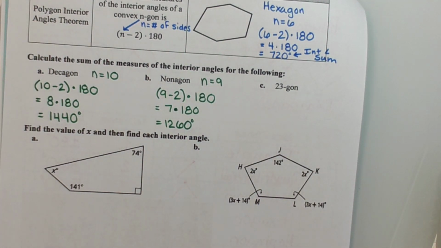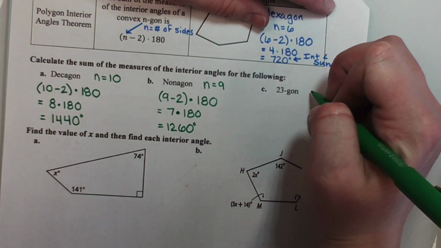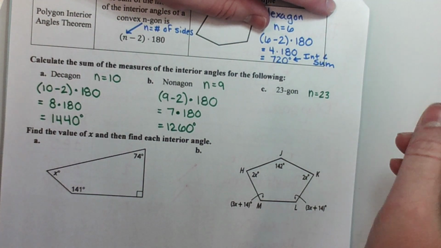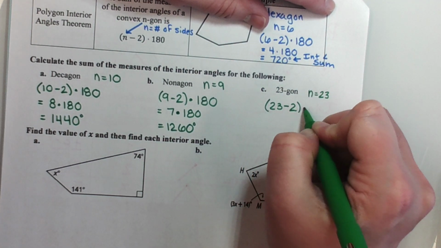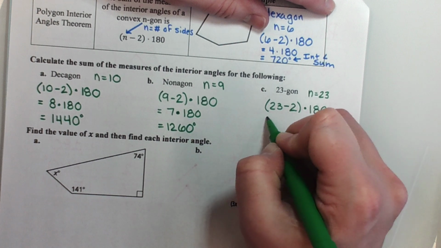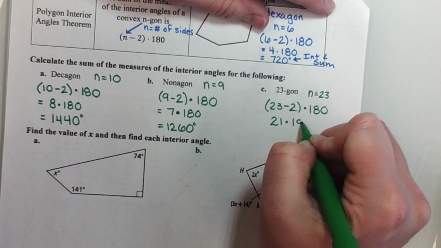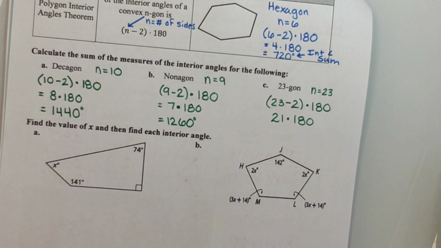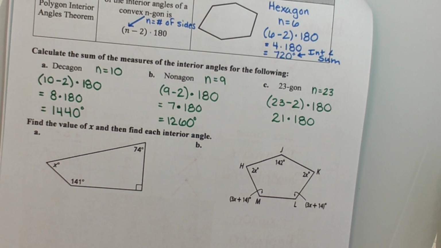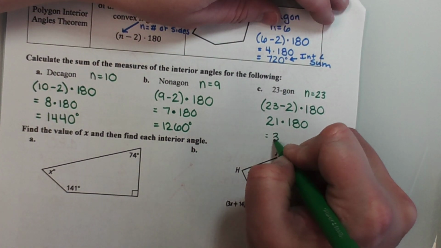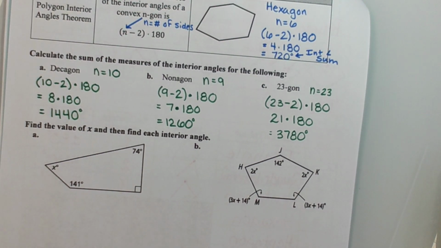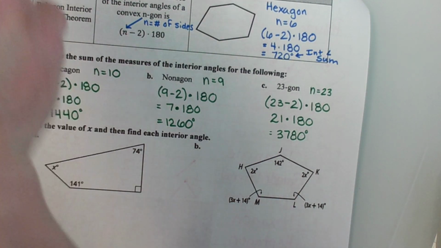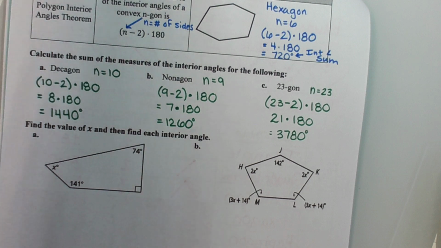How many sides does a 23-gon have? 23. And you do the same thing. This one's going to be very big. 3,780. 3,780 indeed. The more sides, the bigger the angle sum. So that's one of the things you're going to see today. Pretty easy start.